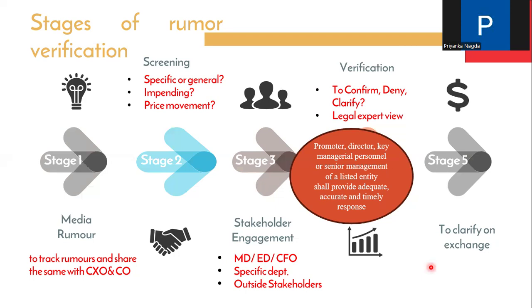The second policy which is also required to be amended is the code of fair disclosure. However, it depends on what your code is saying. If there is elaboration on how a rumor is required to be verified as per the earlier norms, then definitely that code has to be reviewed and revised by the company.